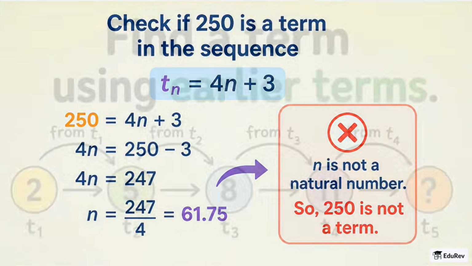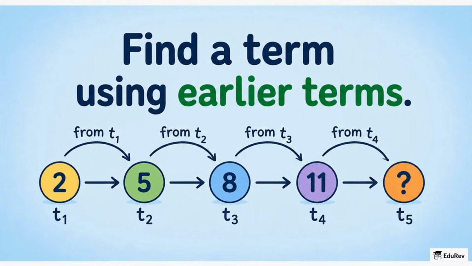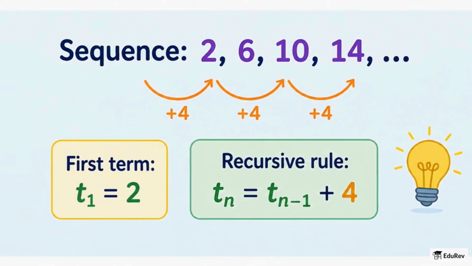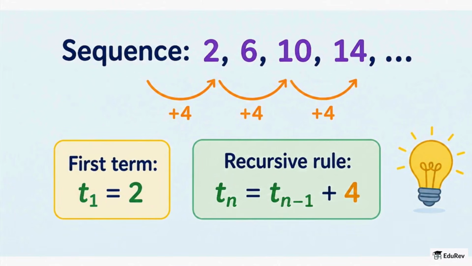A recursive rule finds a term using earlier terms in the sequence. For example, the sequence 2, 6, 10, 14 adds 4 each time. So t sub 1 equals 2 and t sub n equals t sub n minus 1 plus 4.